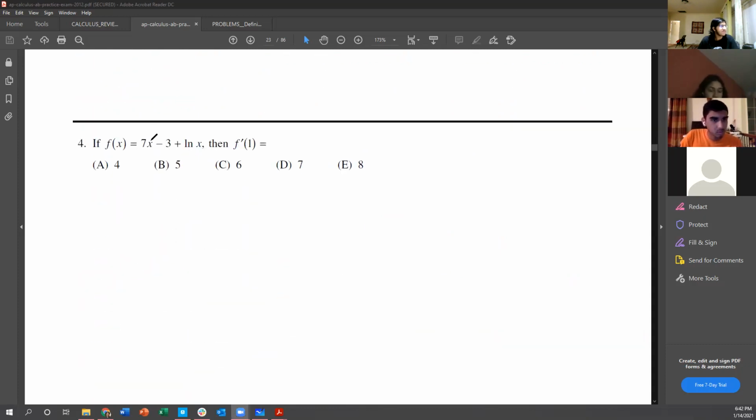If f(x) equals 7x minus 3 plus ln x, find f prime of 1. The way we can calculate that is we know it would be 7 plus 1 over x, because the derivative of ln x is 1 over x. If I plug in 1, we get 7 plus 1, which is 8. E. Everyone agree? Okay, good.